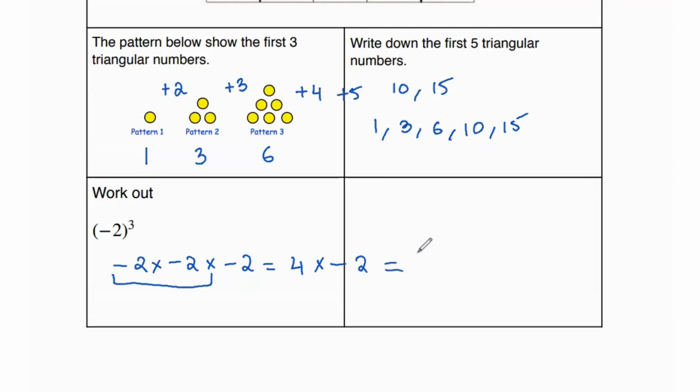When you multiply a positive and a negative integer, the result is always negative. So -8 is your answer.